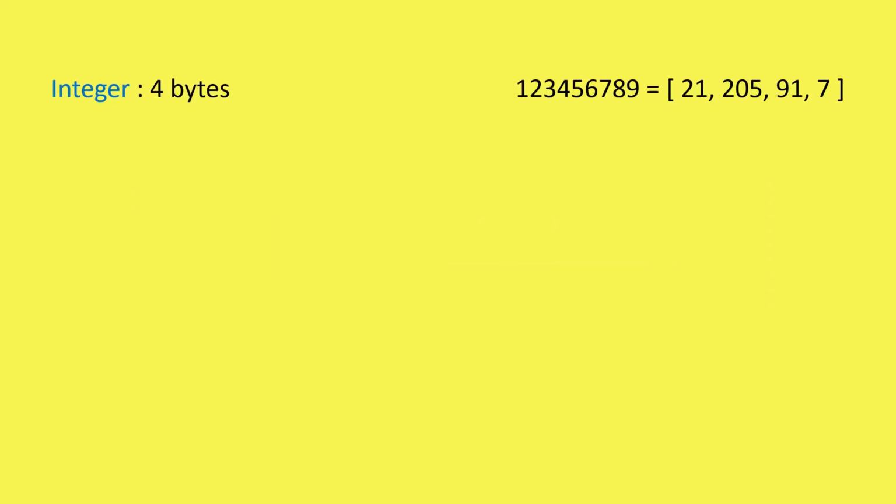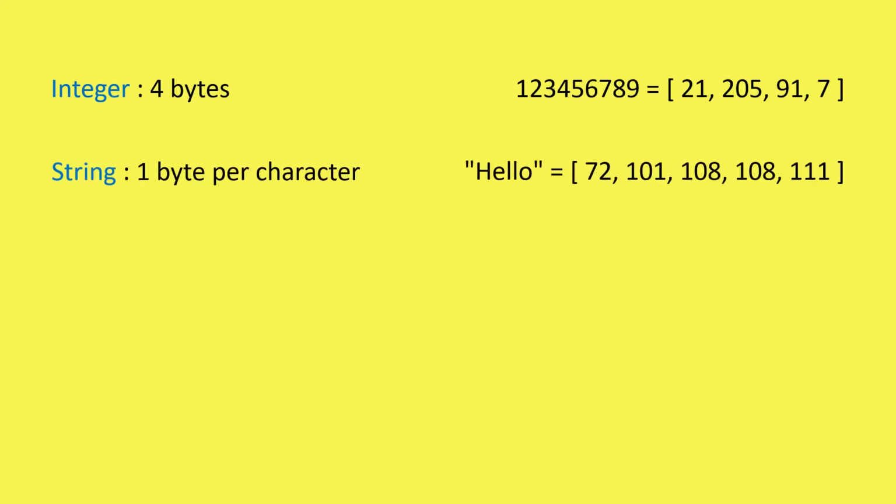For example, if you want to send an integer, first you're going to convert it to a byte array, which is going to be 4 bytes. Then you can send it over the network. It doesn't matter what number you choose. When you convert it to byte array, the length of that array will be 4 bytes. Another example would be string. When you want to convert a string to a byte array, you're going to have 1 byte per character.